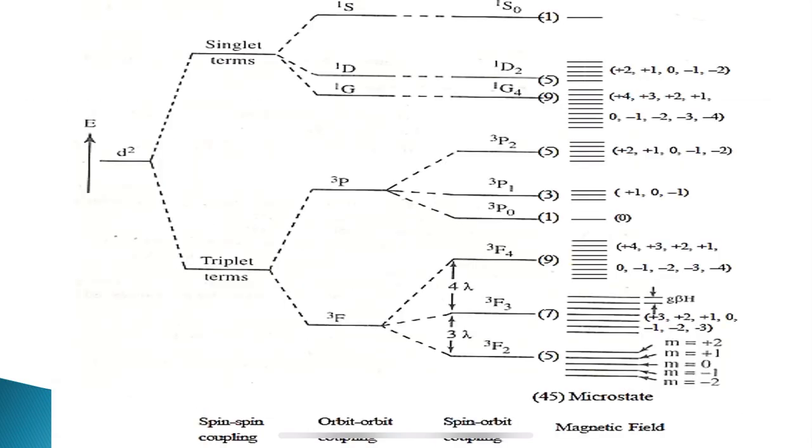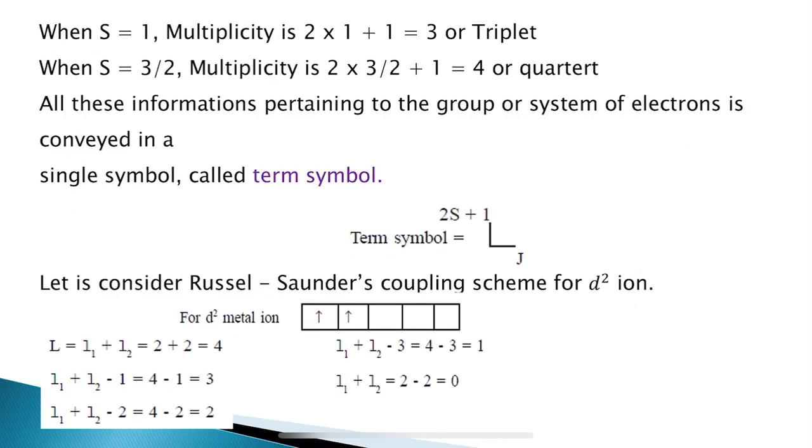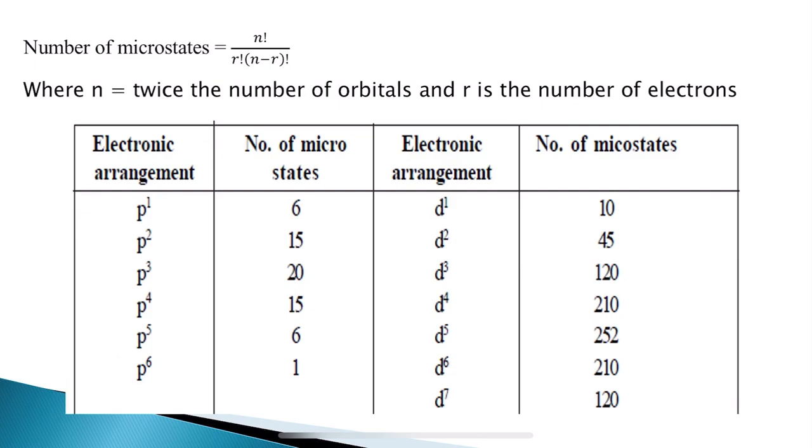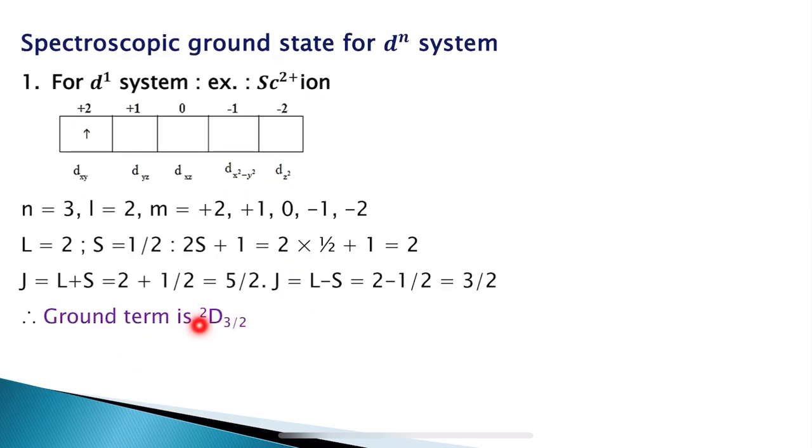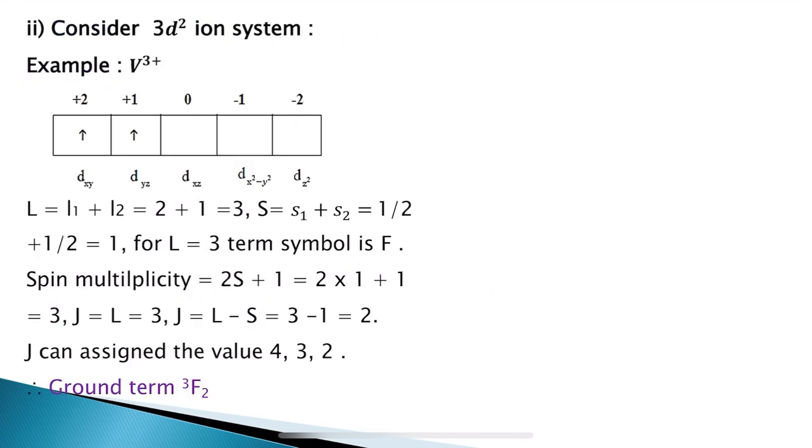So, while representing the term symbol, see here. The term symbol is represented as L. Here the spin multiplicity is written, that is 2S plus 1, the orbital angular momentum letter is written, and here the total angular momentum or the resultant angular momentum is written. So, in the same way we are going to write it here. Here the value of 2 represents the spin multiplicity, and 3 by 2 is the J value. Okay. So, this is how we are going to write the ground term.